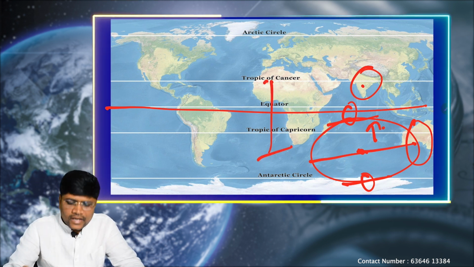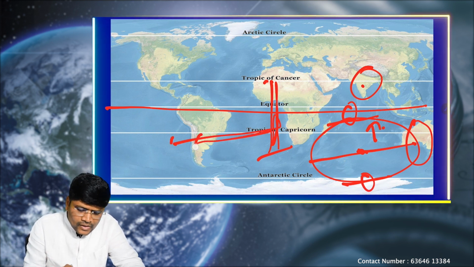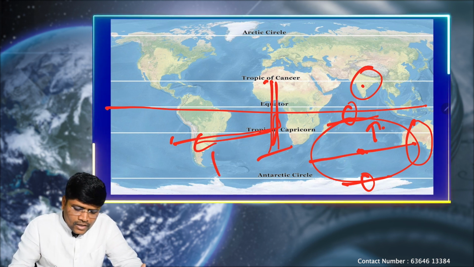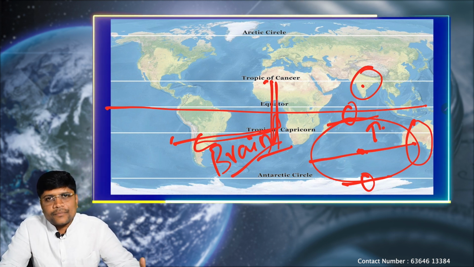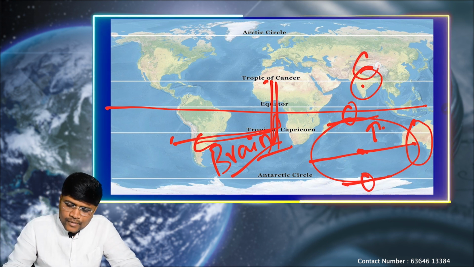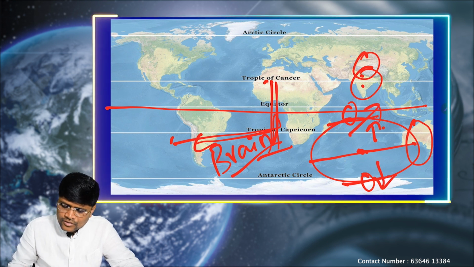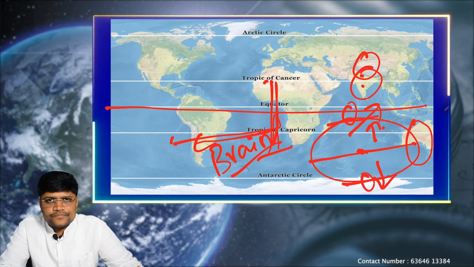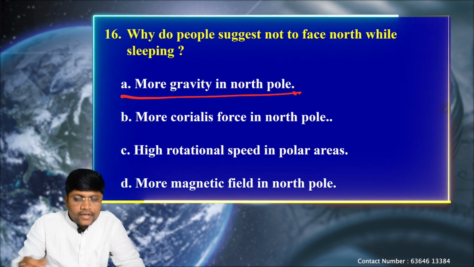When we are standing, our blood circulation will be normal, but when we are sleeping, our blood circulation may exceed in the brain region. The brain cells are very minute and thin. If there is a sudden surge of blood circulation, it may lead to hemorrhage, and the person may die. For this reason, people of the northern hemisphere are not supposed to face north, and people of the southern hemisphere are not supposed to face the south pole during sleep. So the option is more gravity in the North Pole.